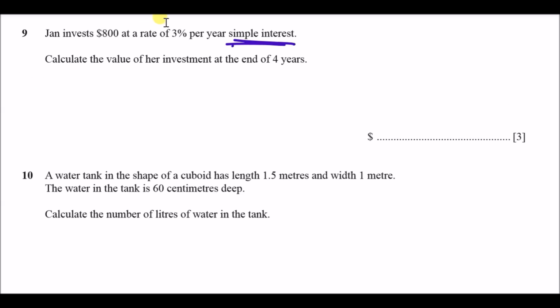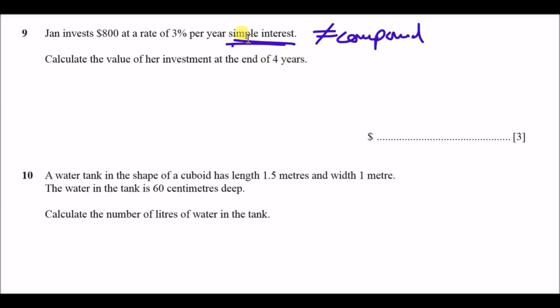So Jan invests $800 at a rate of 3% per year, simple interest. And by the way, guys, simple interest is not the same as compound interest, yeah? That's one key thing to remember. Now, calculate the value of the investment at the end of 4 years.